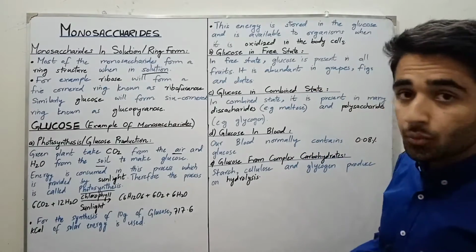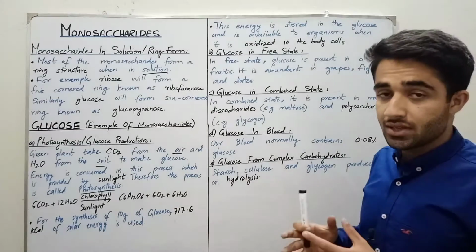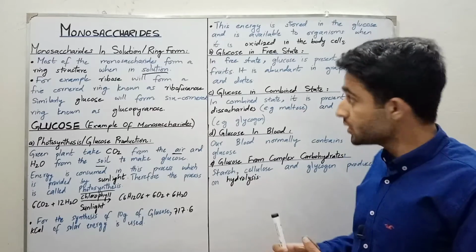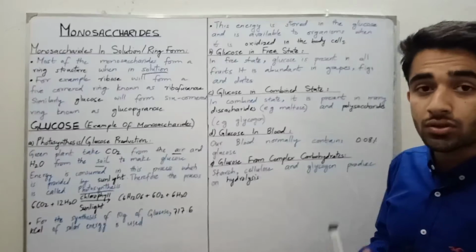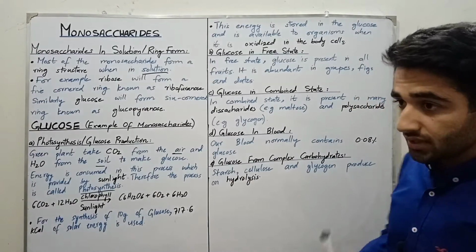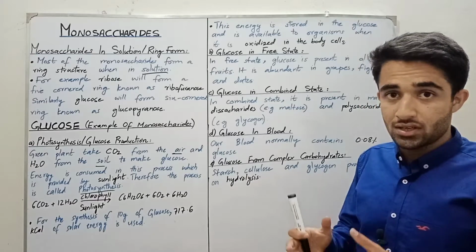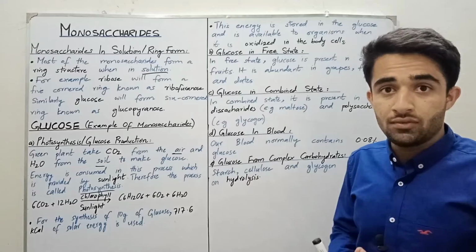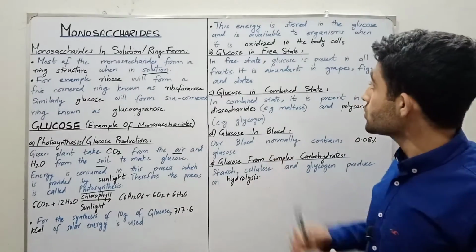The next point is that this energy is stored in the glucose in the form of potential energy, and is available to organisms when it is oxidized in the body cells. The process which includes the oxidation of glucose is called respiration.